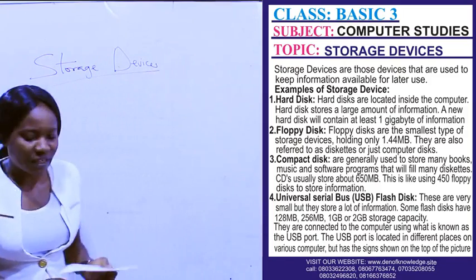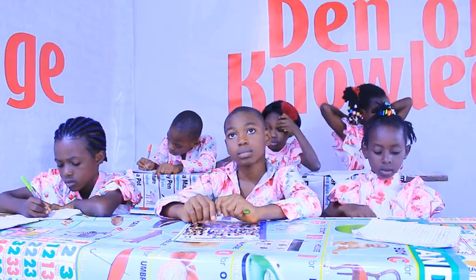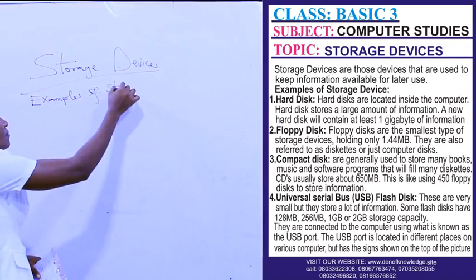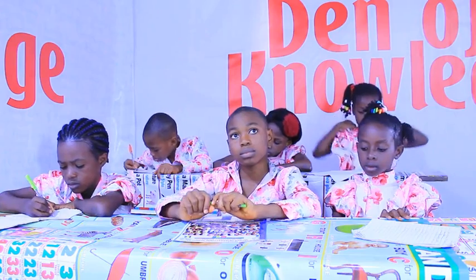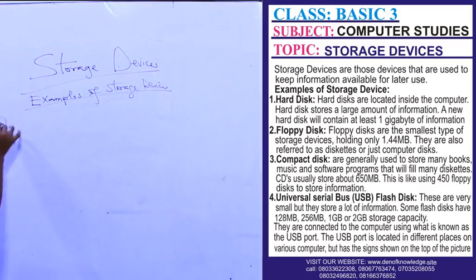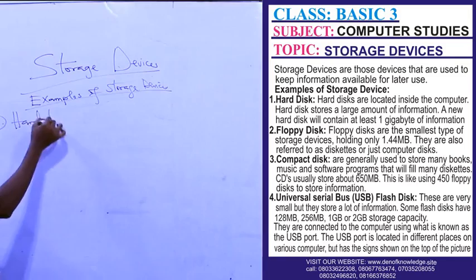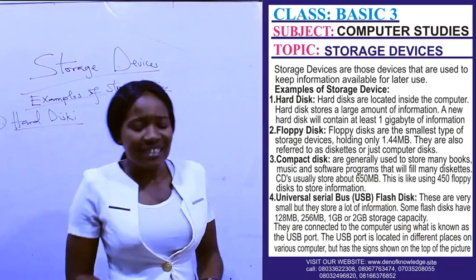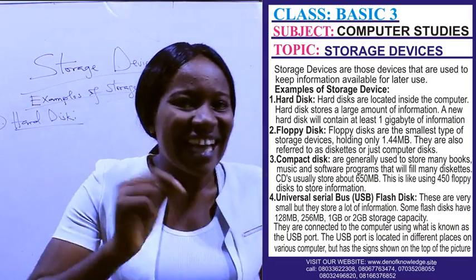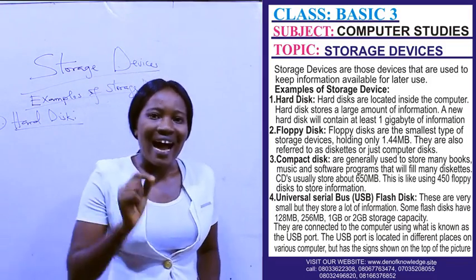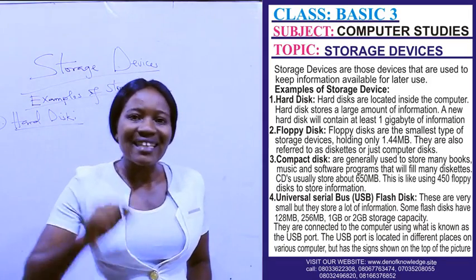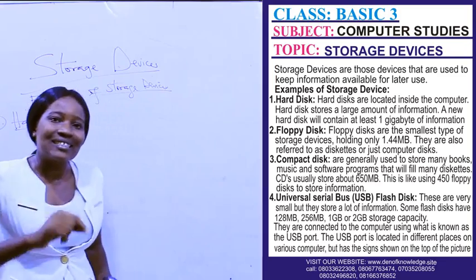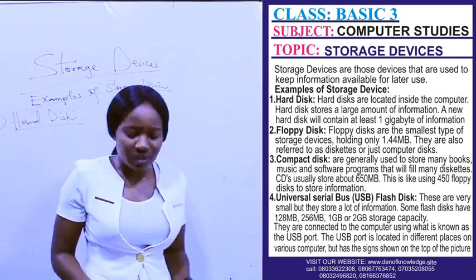Examples of storage devices. The first one is the hard disk. Hard disks are located inside the computer. So you can see your hard disk inside the computer.